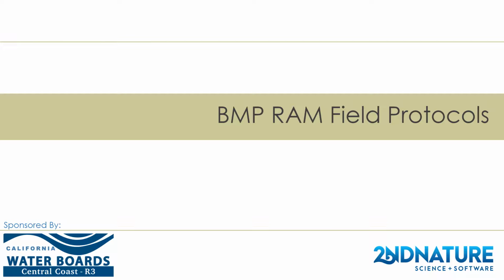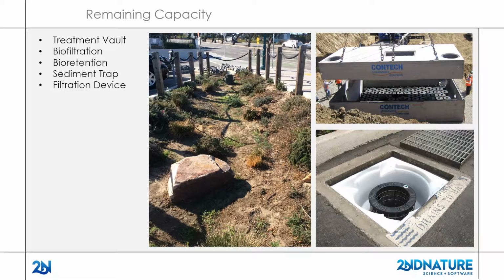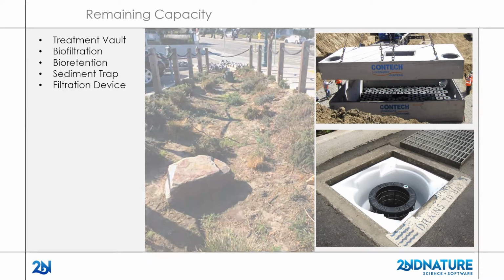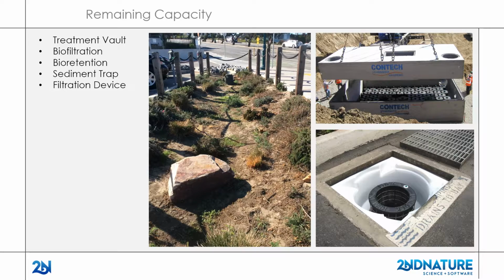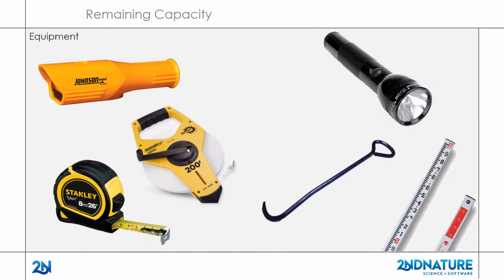This video outlines how to perform the remaining capacity field protocol. The remaining capacity field protocol is required for all treatment vault, biofiltration, bioretention, sediment trap, and filtration device structural BMPs. The purpose of this protocol is to rapidly determine a BMP's treatment capacity for stormwater.